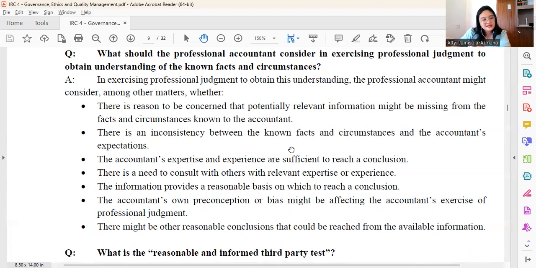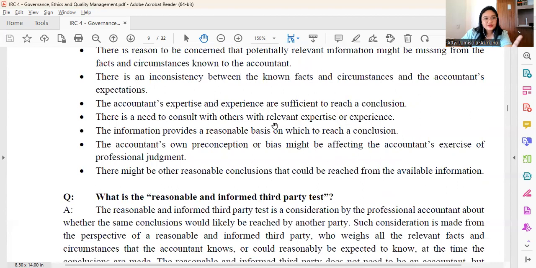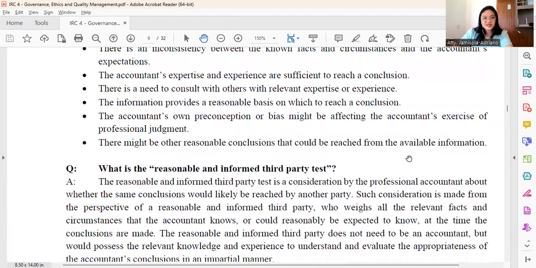Whether there is an inconsistency between the known facts and circumstances and the accountant's expectations, whether the accountant's expertise and experience are sufficient to reach a conclusion, whether there is a need to consult with others with relevant expertise or experience, whether the information provides a reasonable basis on which to reach a conclusion, whether the accountant's own preconception or bias might be affecting the accountant's exercise of professional judgment, and whether there might be other reasonable conclusions that could be reached from the available information. So you have to take your time in deciding. Okay? Get all the information, assess yourself whether you have the necessary experience and skills to decide on the matter. If you do not have the necessary qualifications, then decide on whether it is appropriate to ask for some advice or consultation with someone else.